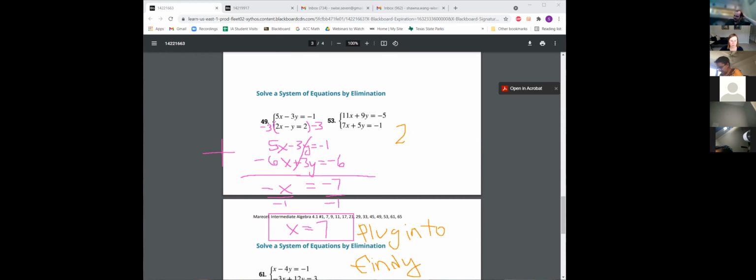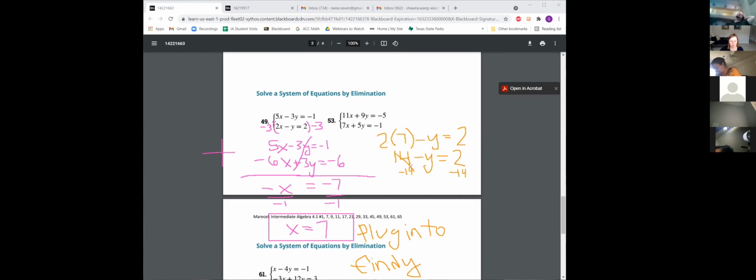2x minus 2. And wait, did you choose the first equation to plug the x in, or the second equation? I picked the second one because it's the easiest one. I have just x minus y because I want to just move on the side. Does it matter which equation you pick? It doesn't matter. The result is going to be the same.